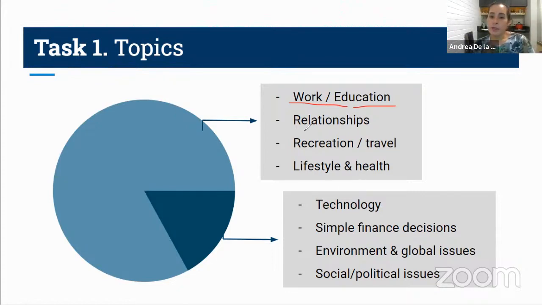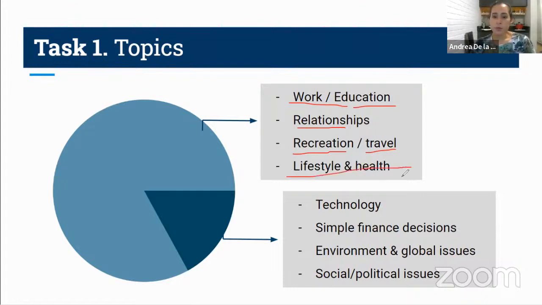Then they ask you about relationships. So relationships with your parents, with your family members, with your friends, romantic relationships. So it's good to have vocabulary related to those topics as well. They ask you sometimes about recreation and travel. So things that you do for fun, maybe playing video games or watching TV or watching movies or TV shows, books, traveling and cultures. They ask about that a lot.